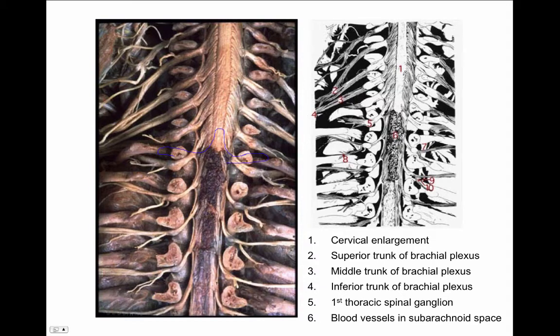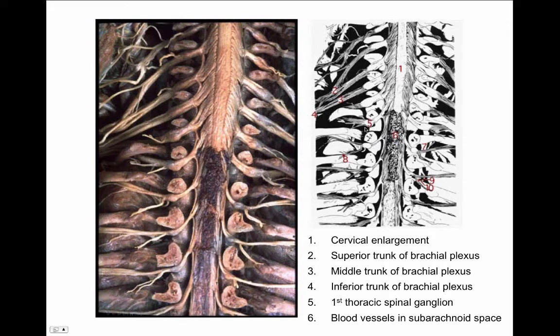We have a cervical enlargement, so we know that we're in the range of the cervical vertebra. Here we can see in this image the cervical enlargement, which is mostly contained within the cervical vertebra with a small amount in the beginning of the thoracic vertebra. We also can see within number 2 the superior trunk of brachial plexus, the middle trunk of brachial plexus, the inferior trunk in number 4, and the first thoracic spinal ganglion in number 5.